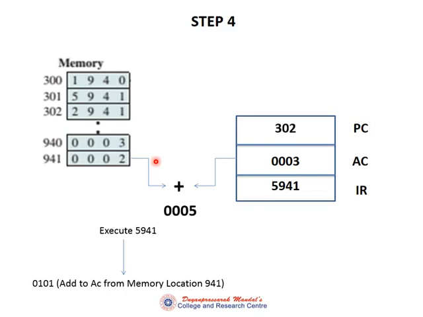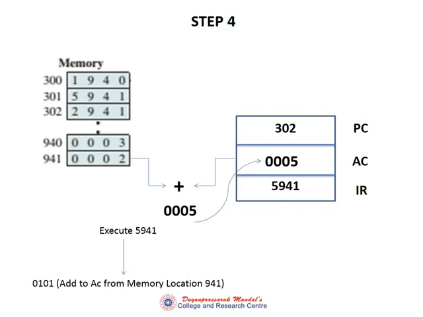Now we will go to the next step. The result 0005 will be stored in AC. So add AC to memory location 941 means it will add this 2 with 3 and store it again in AC. So it will now be stored as 0005. Now we'll move to the next step.